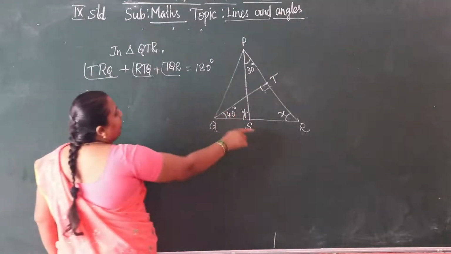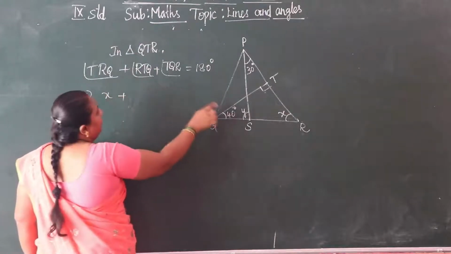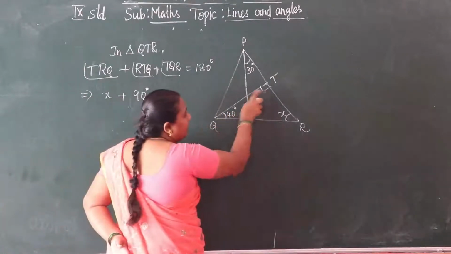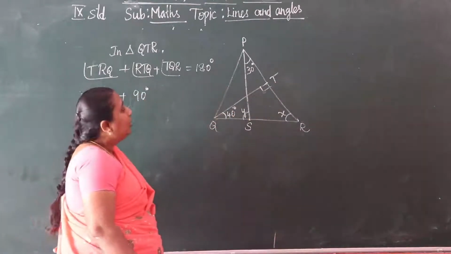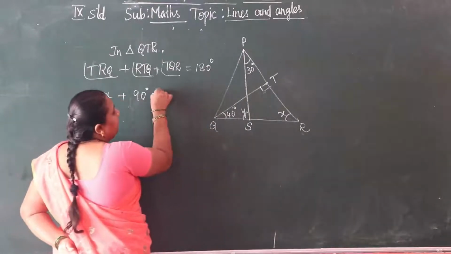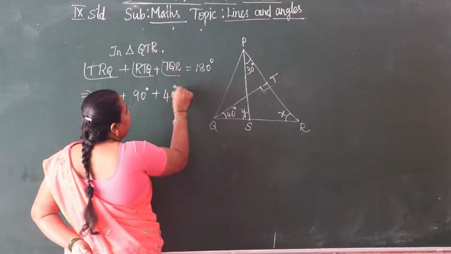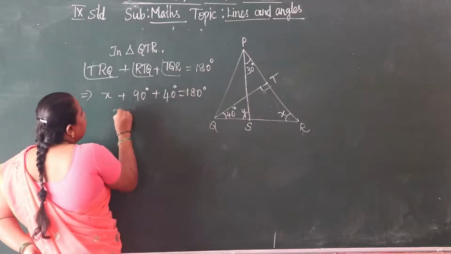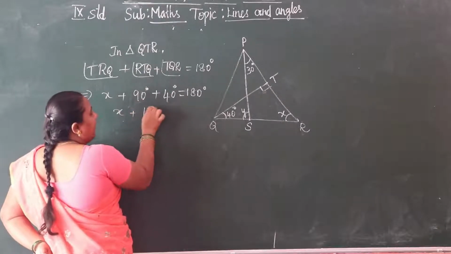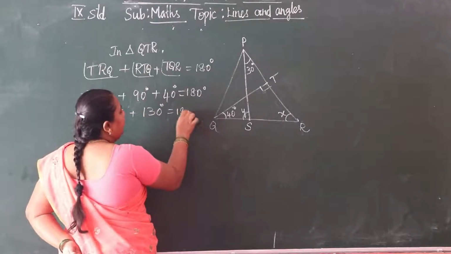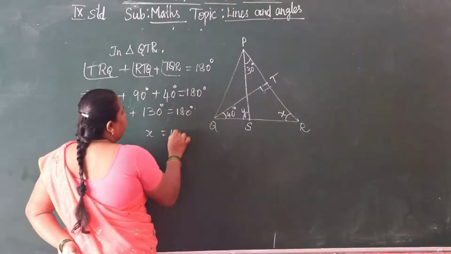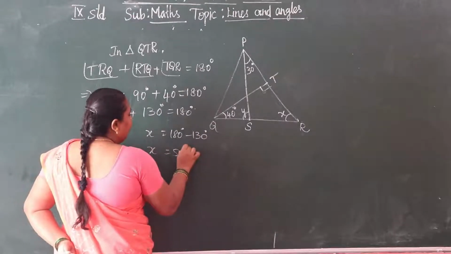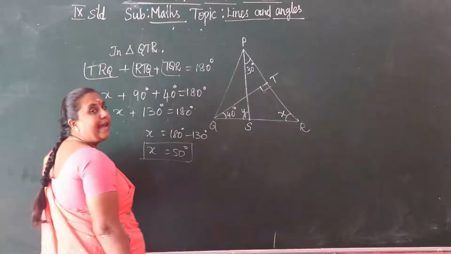So TRQ equals X plus RTQ equals 90 degrees. Why are we saying 90 degrees here? This QT is perpendicular to PR. So 90 degrees plus TQR equals 40 degrees, that equals 180 degrees. So here X plus 90 plus 40, 130 degrees, equals 180 degrees. So X equals 180 degrees minus 130 degrees. So X equals 50 degrees. We found out X.